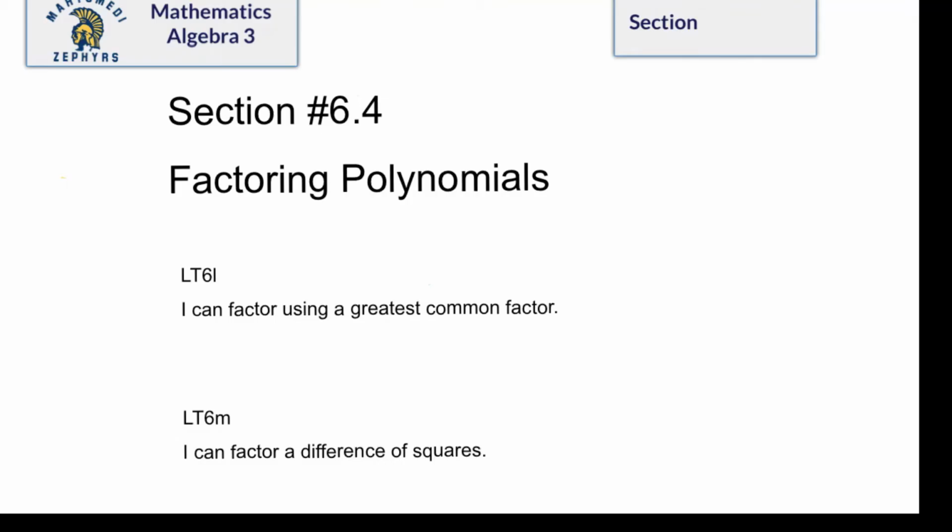Go with our lesson for 6.4, factoring polynomials. Okay, we're going to focus on two learning targets in section 6.4. We're going to learn how to factor using a greatest common factor and a difference of squares.